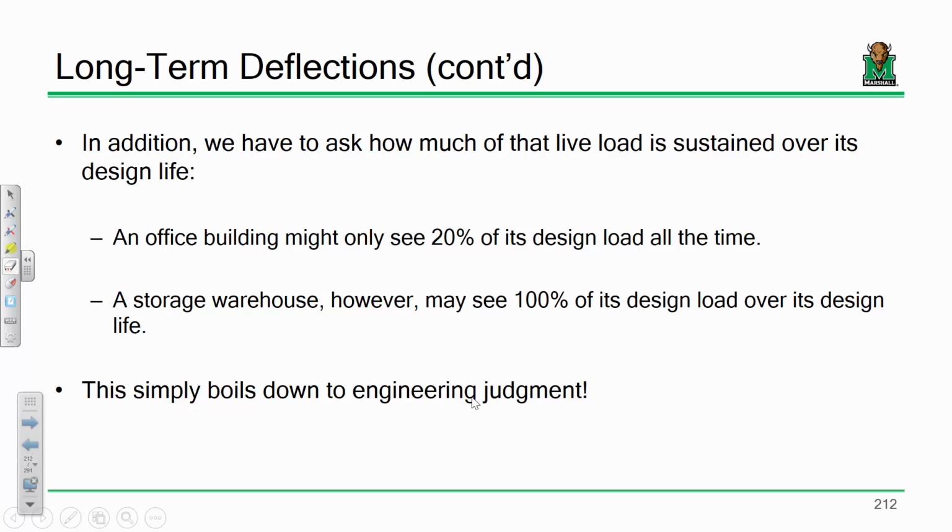So maybe from a design standpoint or from a deflection standpoint, we've got 50 pounds per square foot, but maybe only 20% of it, maybe only 30% of it is sustained, is always there, okay? So one of the things we'll have to ask is not just how much live load is on the system, but how much of that load is sustained throughout its design life. And I know where students get frustrated, they're like, well, where do I look that up? Where's that value? There really isn't a place to look that up. You've got to just use your judgment, okay?